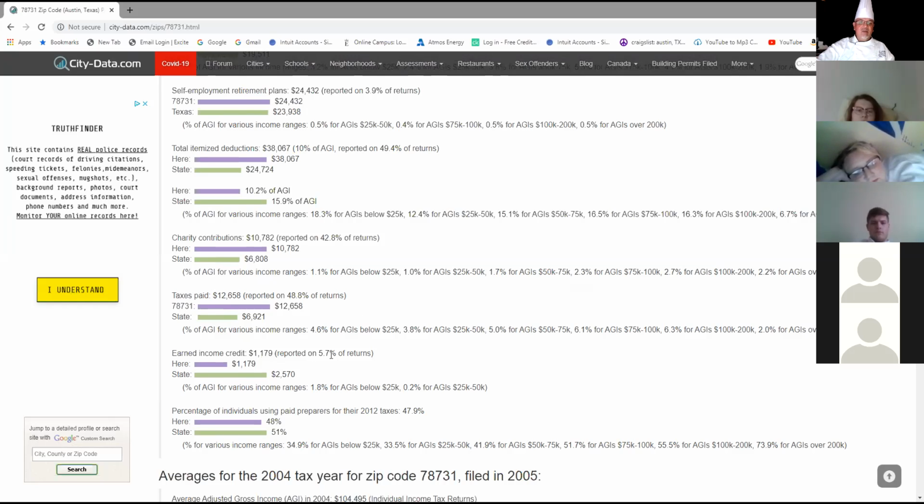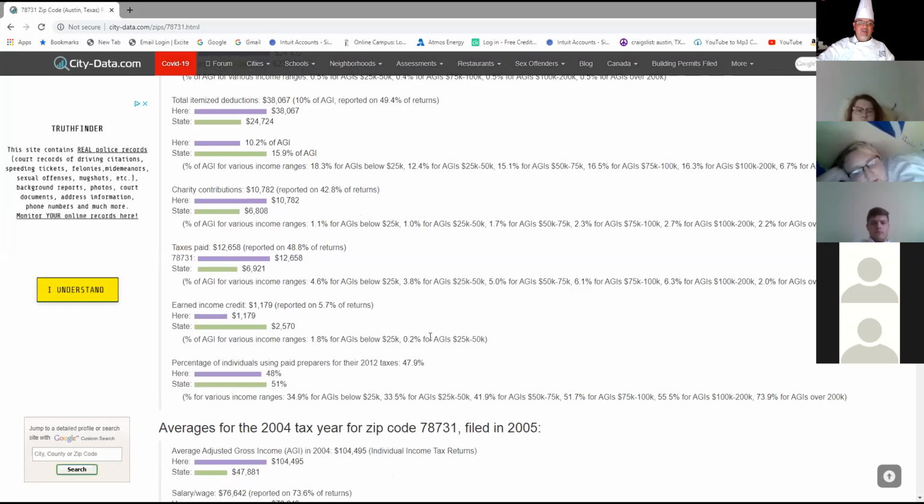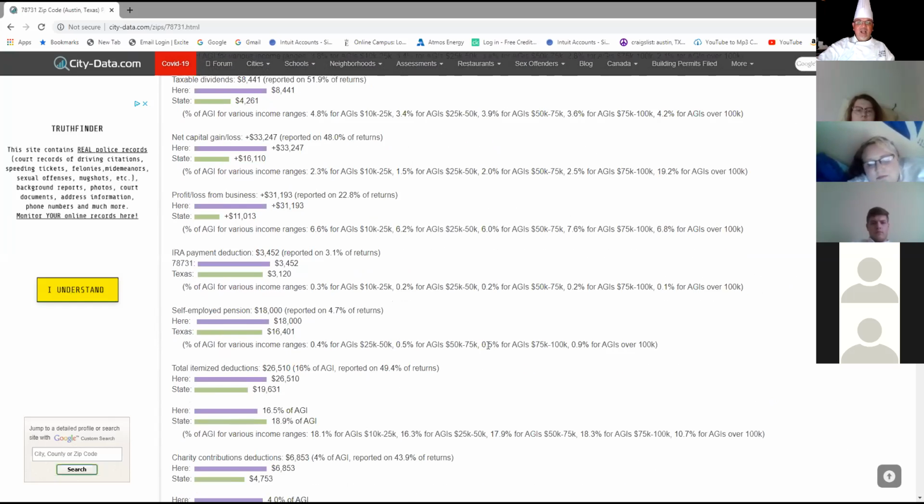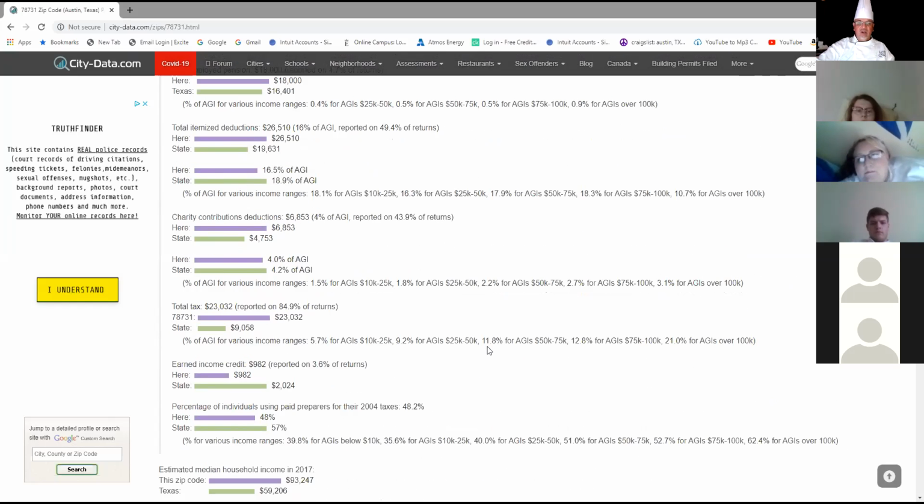Taxes paid, earned income credit, percentage of individuals in pay preparedness for their 2012 taxes, tax year. So there's a lot of information, a lot of tools for you guys to utilize.